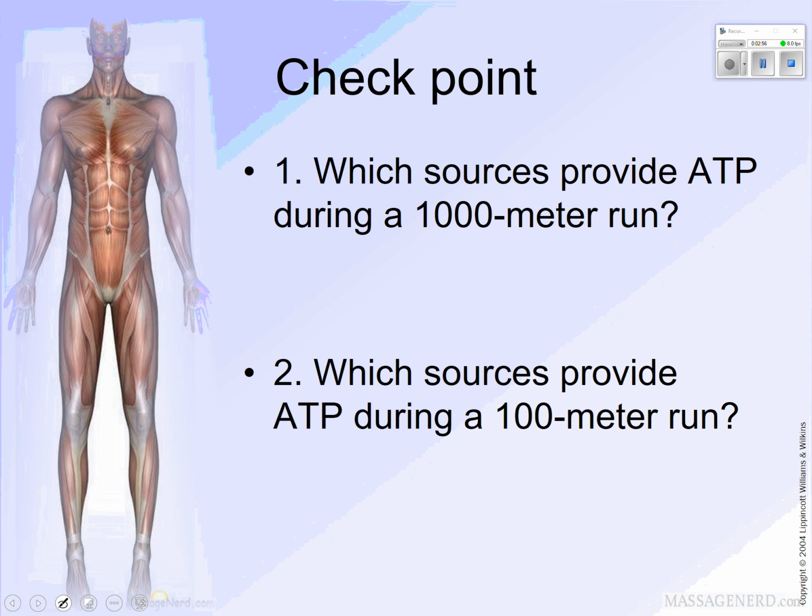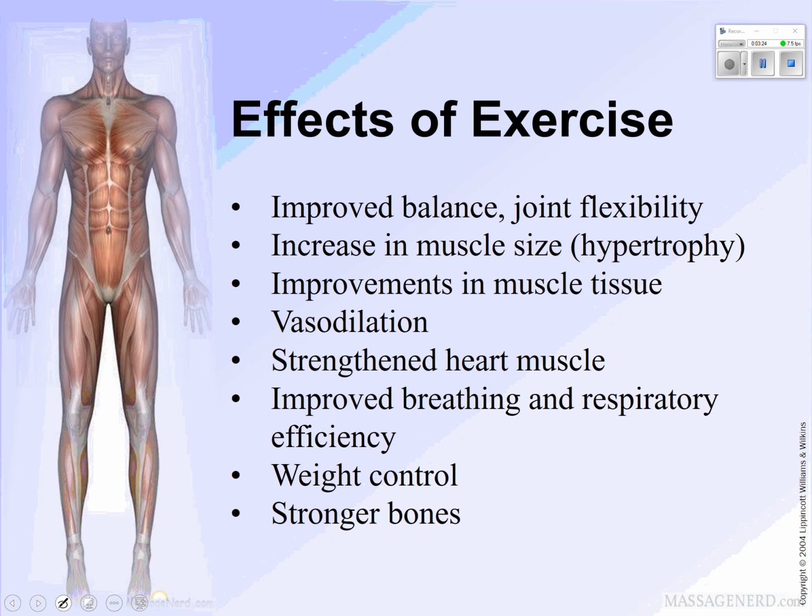So a couple of questions here. Which source provides ATP during a 1,000-meter run? That would be your aerobic metabolism, because those are activities that will last more than 10 minutes. Which source provides ATP during a 100-meter run? That would be your anaerobic metabolism. That provides enough energy for 30 to 40 seconds, and a 400-meter race would be an example of that one.